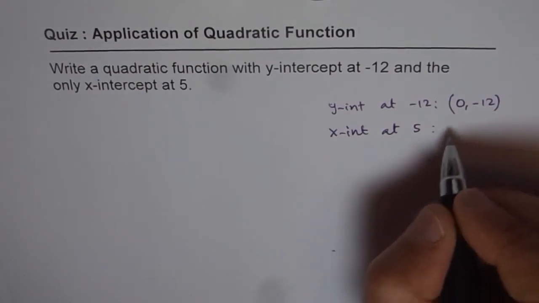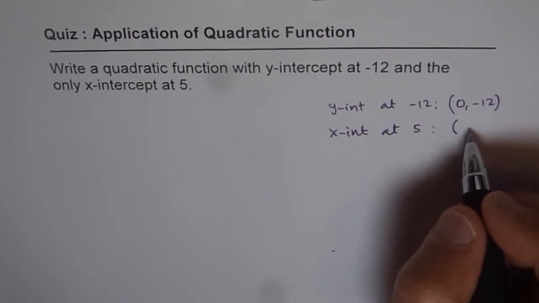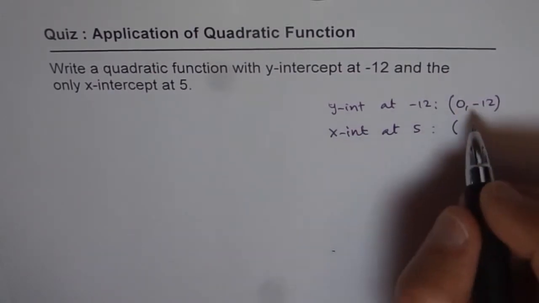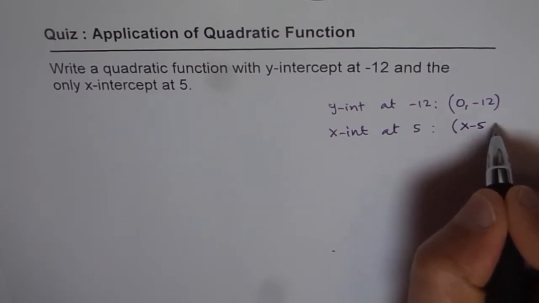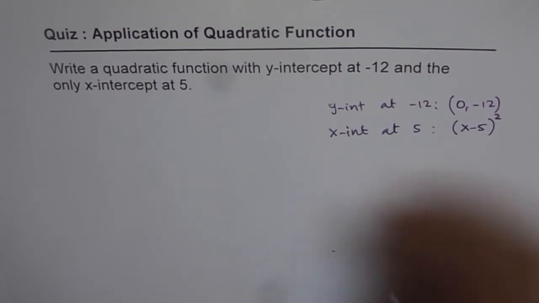That means basically the function is turning at the x-intercept 5. Do you see that? So x minus 5 is the only factor, but there are two zeros at this point. x minus 5. Do you get the point? It is turning at 5. Now think about it like this.